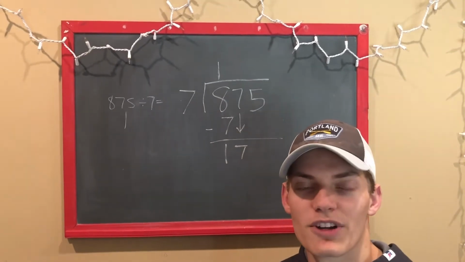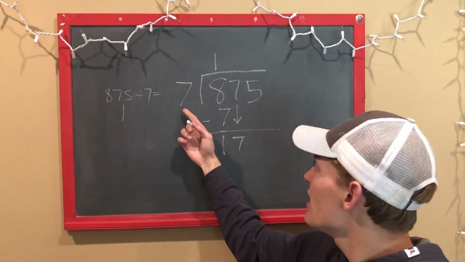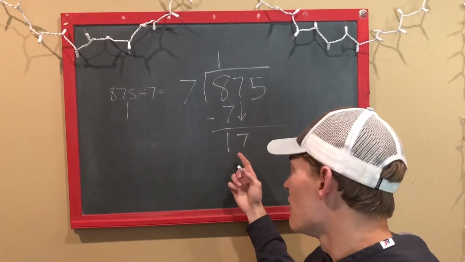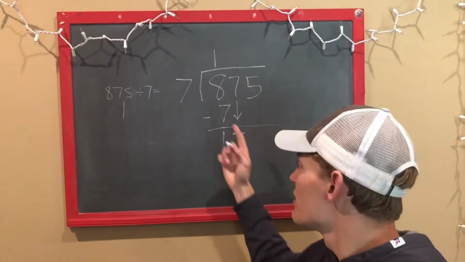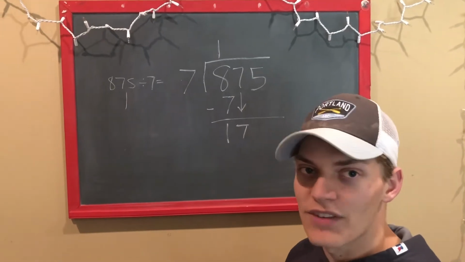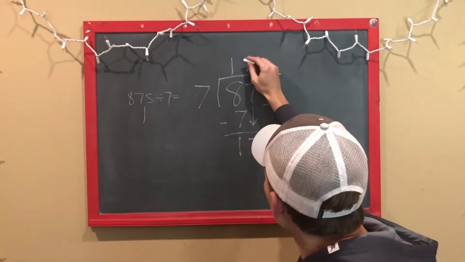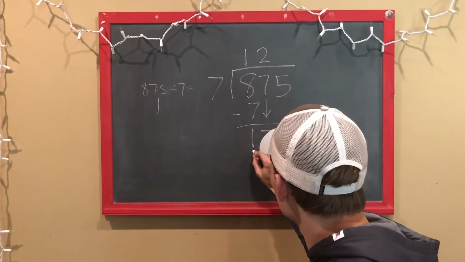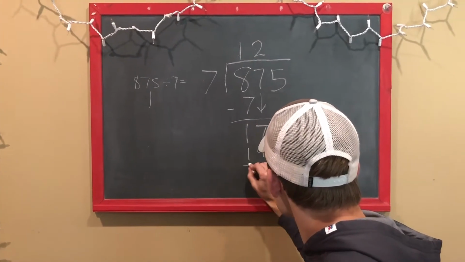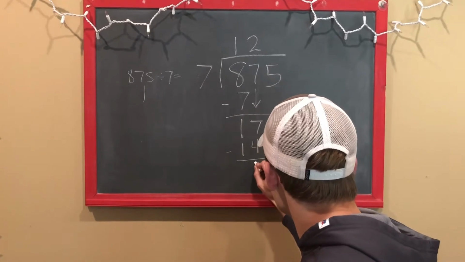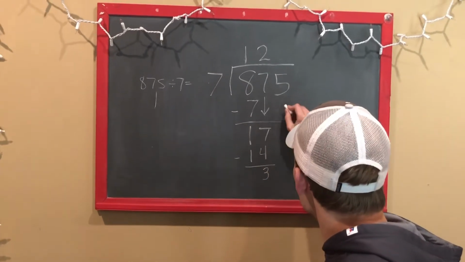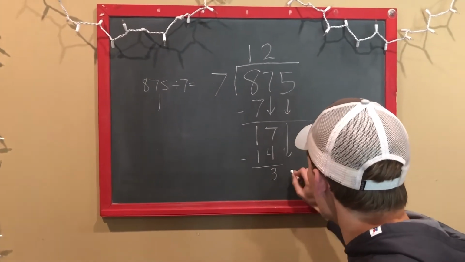So now you do the same stuff all over again. How many times does 7 go into 17? 7 goes into 17 twice, because 7 times 2 is 14. So we're going to put our 2 up here. 2 times 7 equals 14. Now we're going to subtract again. We have 3, and then we're going to bring down our 5.